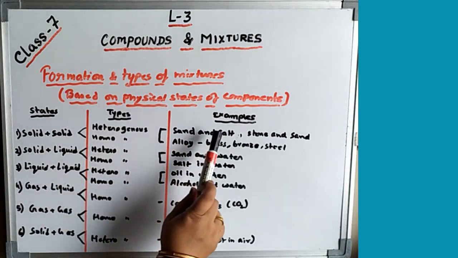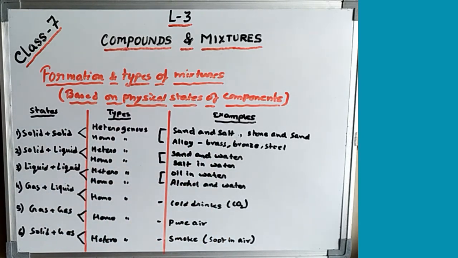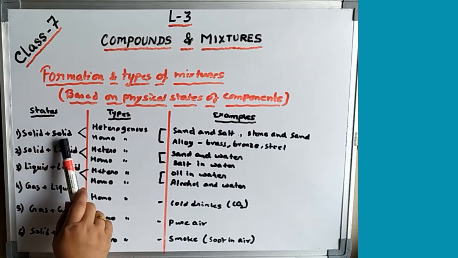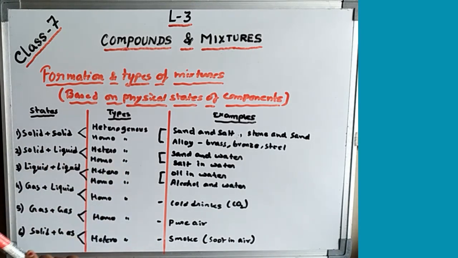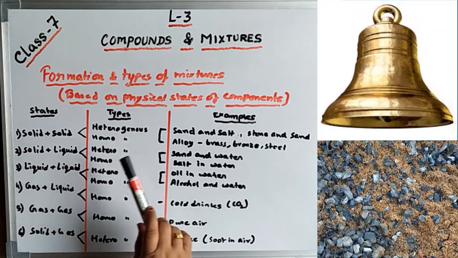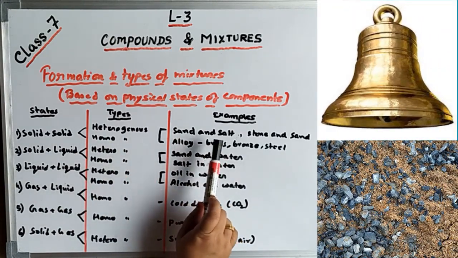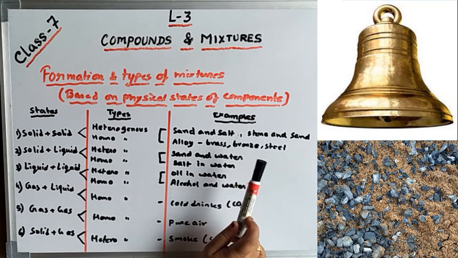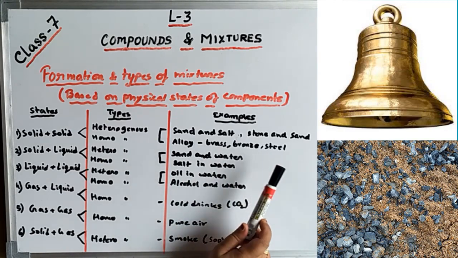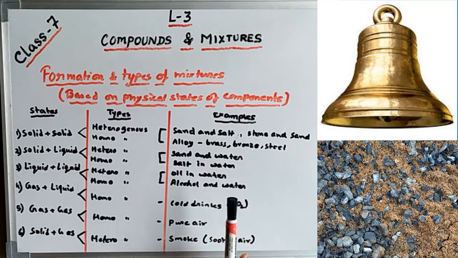This table which I have made, students, is given in your book also on page number 36. So please go through it nicely. Now the first state is the solid-solid mixture. A solid-solid mixture can be heterogeneous or homogeneous. In heterogeneous you can take two solids, sand and salt, stone and sand, or rice and stone. Both should be solid and it should be heterogeneous.